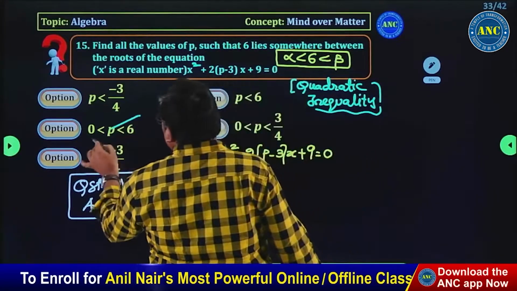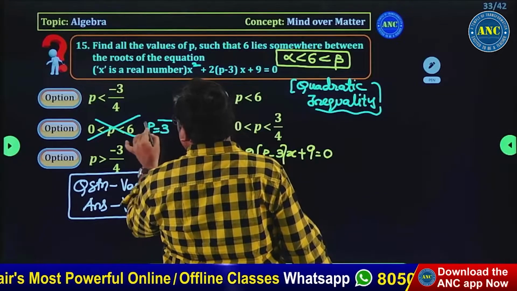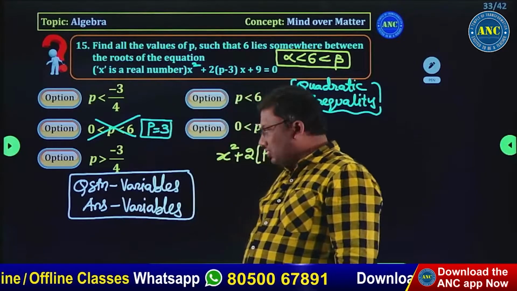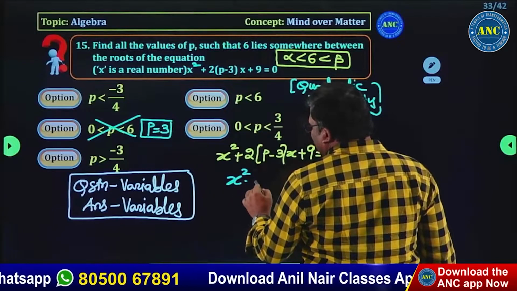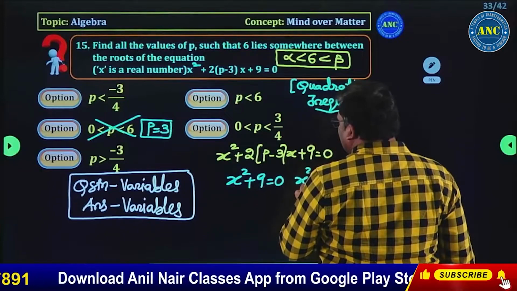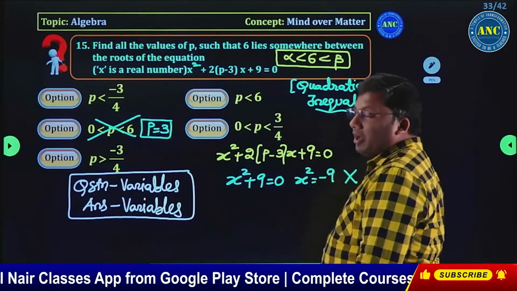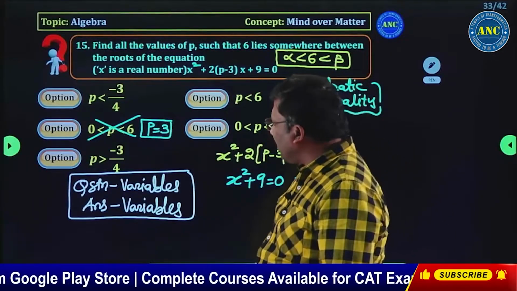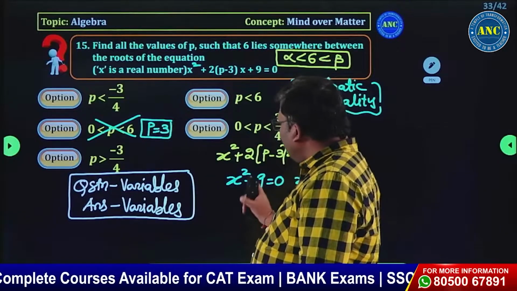Option 3 is omitted. Why? Because if I take p equivalent to 3, does 3 lie from 0 to 6? Yes. But if I substitute 3, this will become x square plus 9 equivalent to 0, x square is equivalent to negative. It is not possible. That will come in complex numbers. P equivalent to 3 is not possible. Next one.